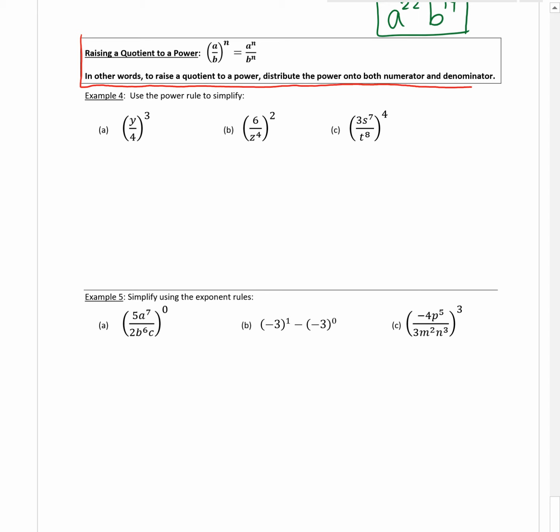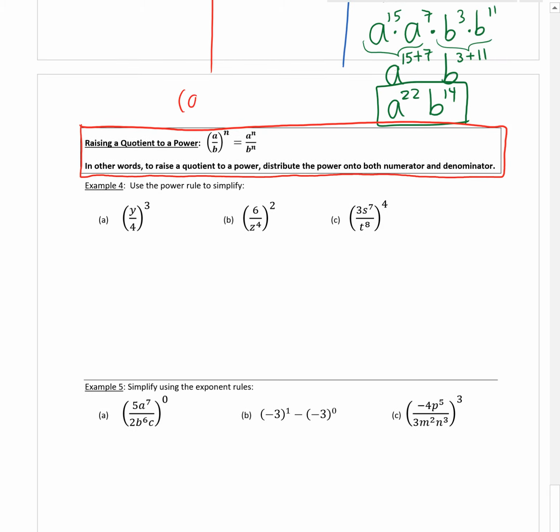Raising a quotient to a power. That's kind of a complicated name, right? So okay, you've got a quotient to a power. We haven't seen this before, although it does look a lot like the last one. What was the last exponent rule we had? It said a times b in parentheses raised to the n power, and we said you can distribute the n power onto both, a to the n, b to the n.